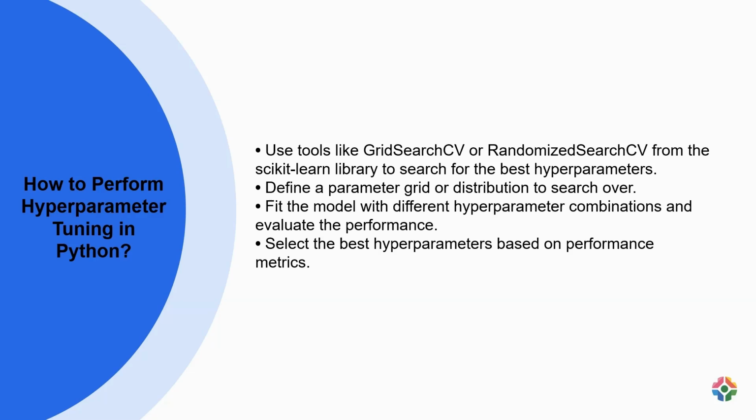yield the best results. For instance, in a scenario where one is training a random forest classifier, GridSearchCV can be utilized to search for the optimal number of trees and maximum depth by defining a parameter grid with corresponding values. The tool then runs the model with different combinations, assesses performance through cross-validation, and selects the hyperparameters that achieve the highest accuracy or other specified metric.